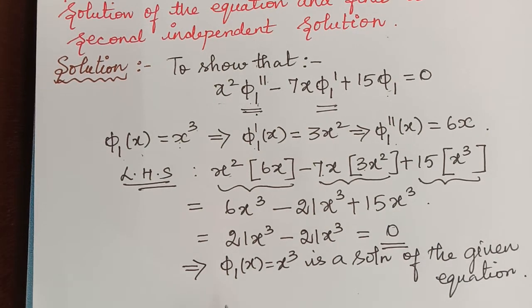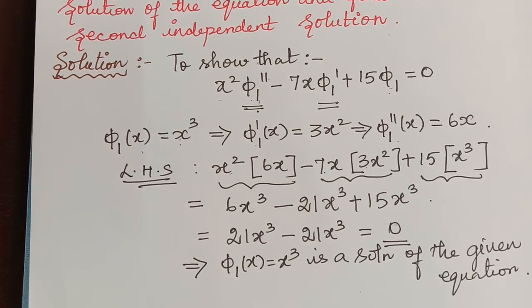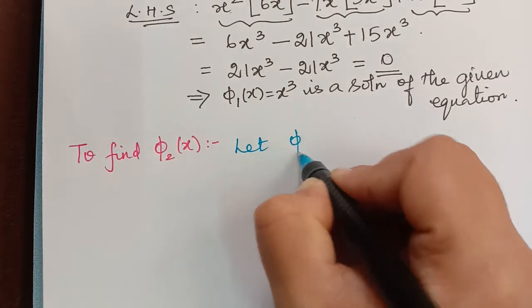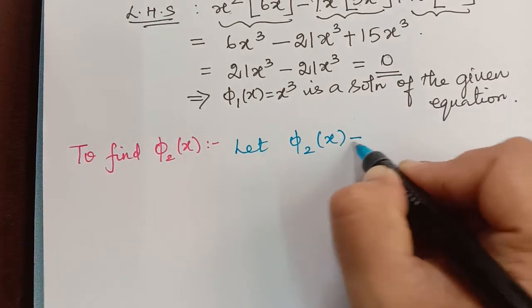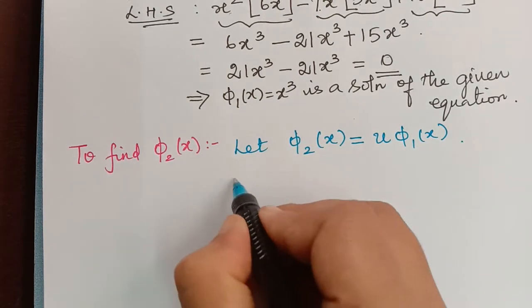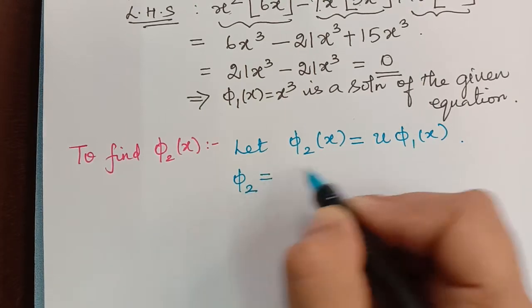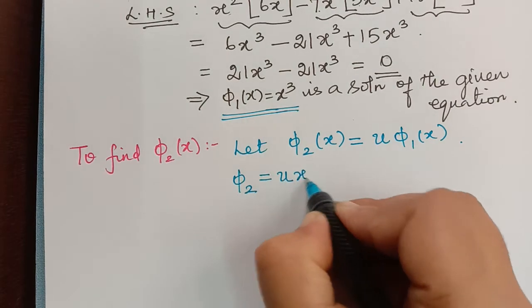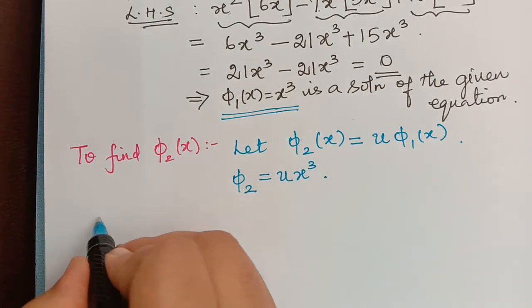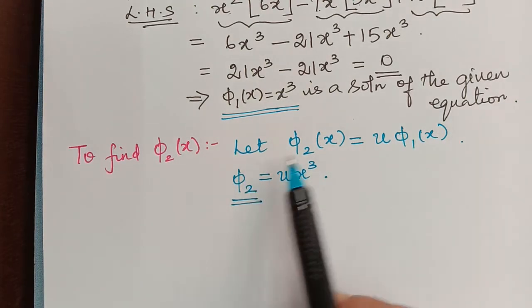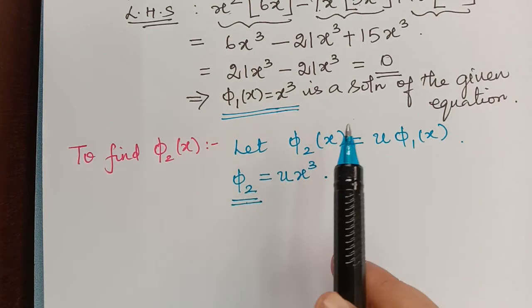Now we have to find the second independent solution, which is phi 2 of x. So to find phi 2 of x, let us take phi 2 of x to be equal to u phi 1 of x. So phi 2 will be equal to u multiplied with, what is phi 1? It is x cube. So u multiplied with x cube. Now we have to prove that phi 2 is a solution. We have taken phi 2 to be the solution of the given equation.